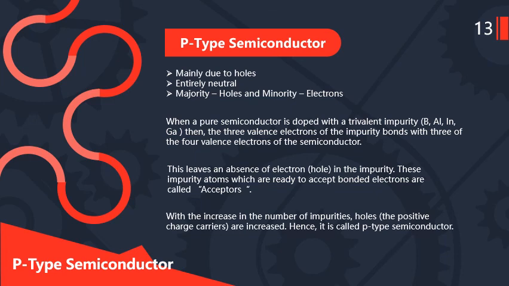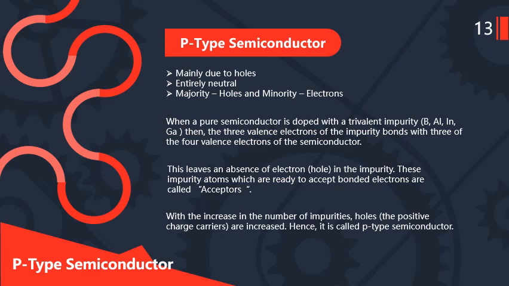So the main point for the P-type semiconductor material is that conduction is mainly due to holes, and the material is entirely neutral. The majority carrier in P-type semiconductor material is hole, or positive charge, and the minority carrier is electrons, or negative charge.